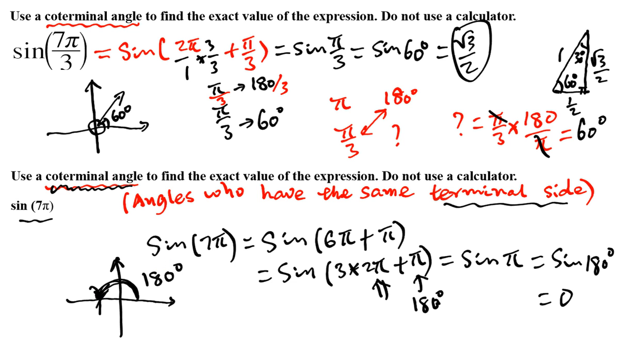This point will be (1, 0). Remember, sine is always the y value. Cosine is x. So here the value of y is 0. Okay? So this answer will be 0 for final answer.